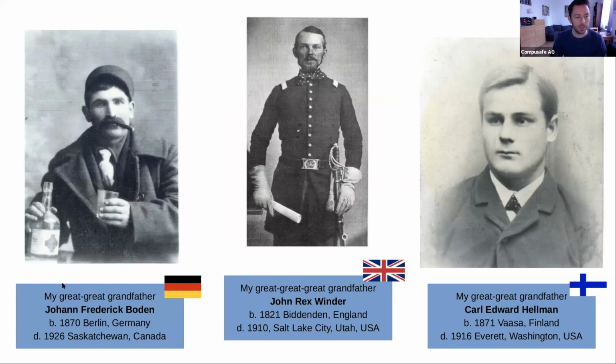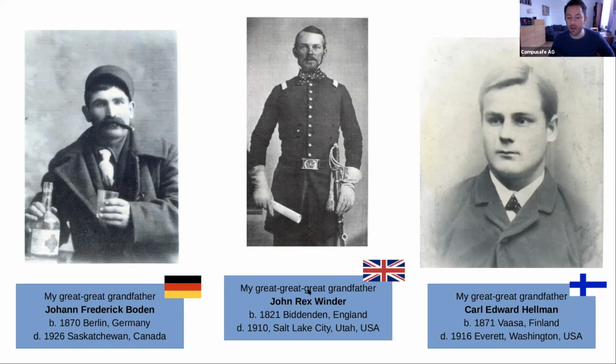So you can see this is my great-great-grandfather, Johann Friedrich Boden, born in Berlin in 1870. He's got his, I don't know if that's whiskey, I don't know what that is, and his cigar. It's really funny, but he looks just like my Uncle Bob. Isn't that great? It's really fun to see these old pictures.